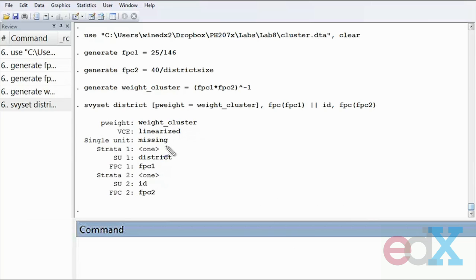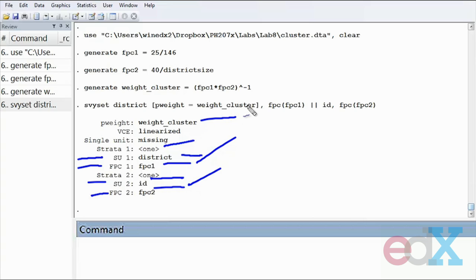What you see now is that we don't have any strata in our population, but it tells us what the sampling units are. The first sampling unit is district, and we have a finite population correction associated with that. The second sampling unit is ID, and there's another finite population correction associated with that. So it's taking into account the fact that we have both a finite number of districts and a finite number of people within districts. And it also has our survey weights taken into account up here.